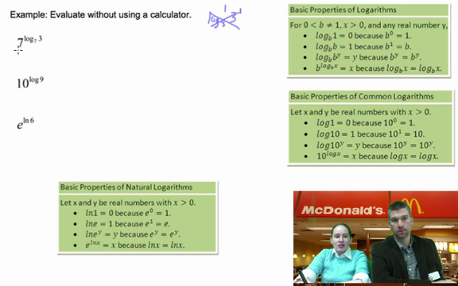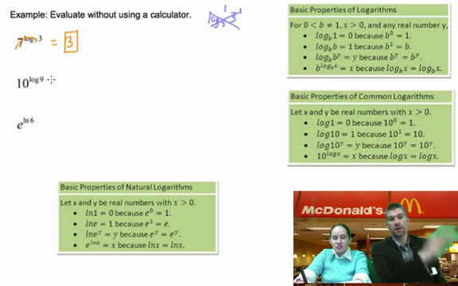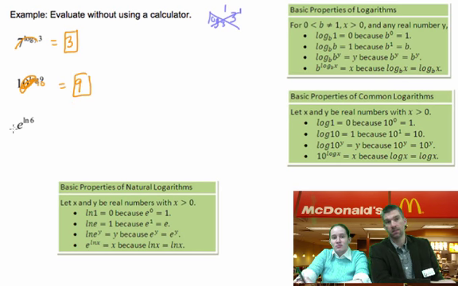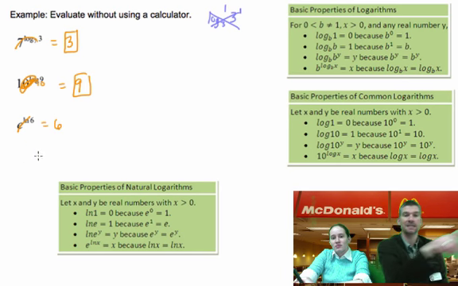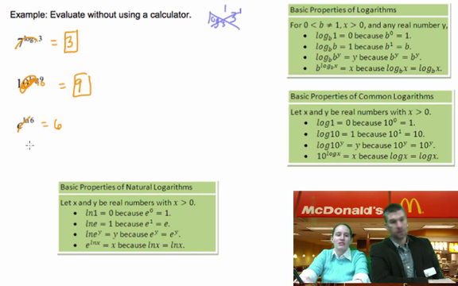On the first one, 7 to the log base 7 of 3. Well, the 7s cancel, so this equals 3. Then 10 to the log of 9. Well, there's a hidden 10 in that guy. He's a common log. So again, they all go away, and you've got 9. Then e to the ln of 6: that ln is the same thing as log base e, so the bases match up, you cancel everything out, and you're left with a 6.